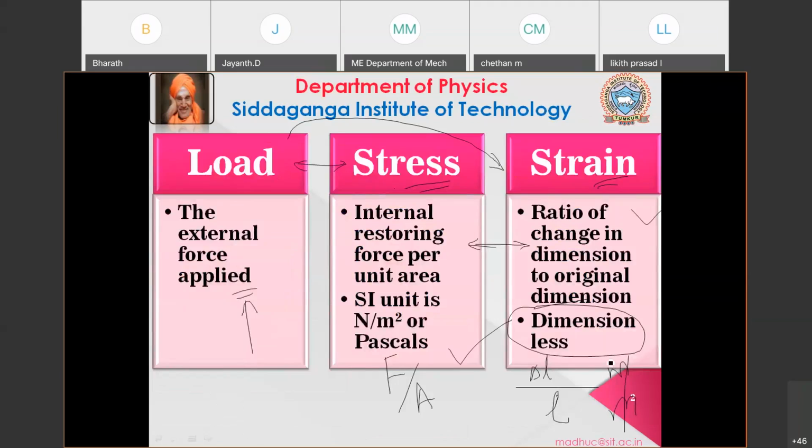It is dimensionless because even if we take change in length, meter by meter, it cancels. In the second case, it will be meter square by meter square, so it will cancel. In the last one, volume is a cube, meter cube by meter cube, again it is going to cancel out. So in all the cases, strain remains dimensionless. There is no dimension.